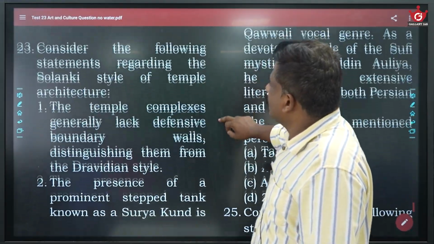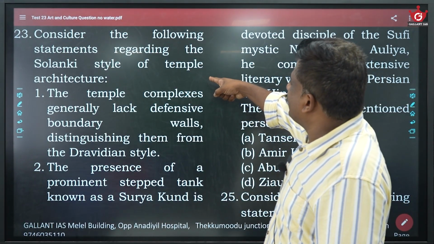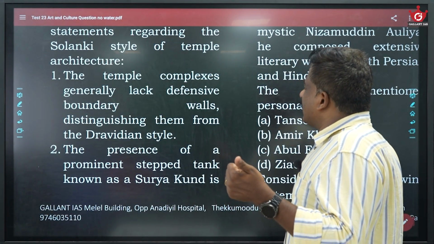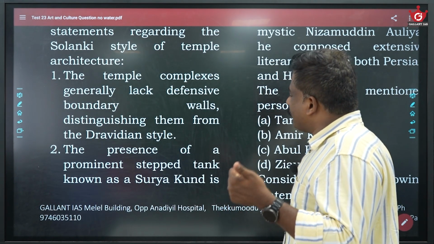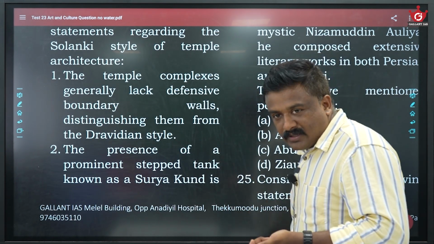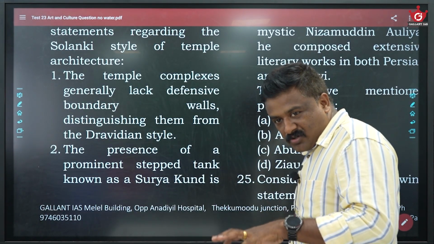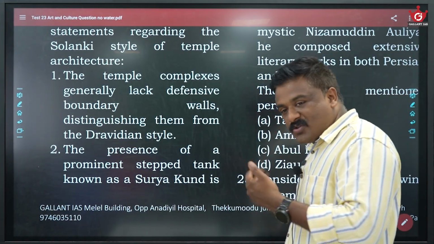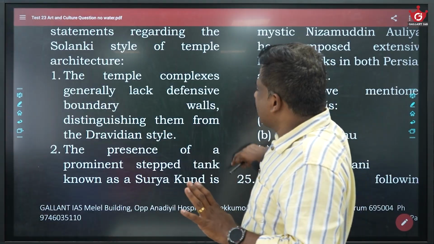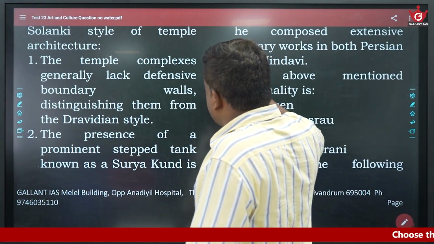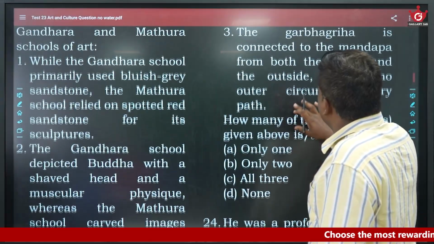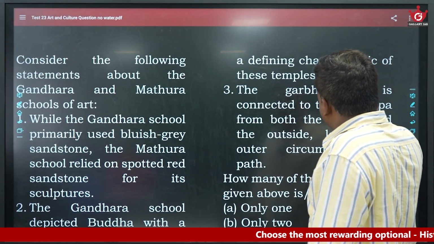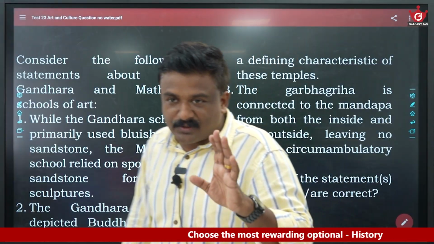What is next? Solanki style of temple architecture. The temple complexes generally lack defensive boundary wall, distinguishing them from Dravidian style. That statement is wrong. The presence of a prominent stepped tank known as Surya Kund is a defining characteristic of this temple. That is a correct statement only.